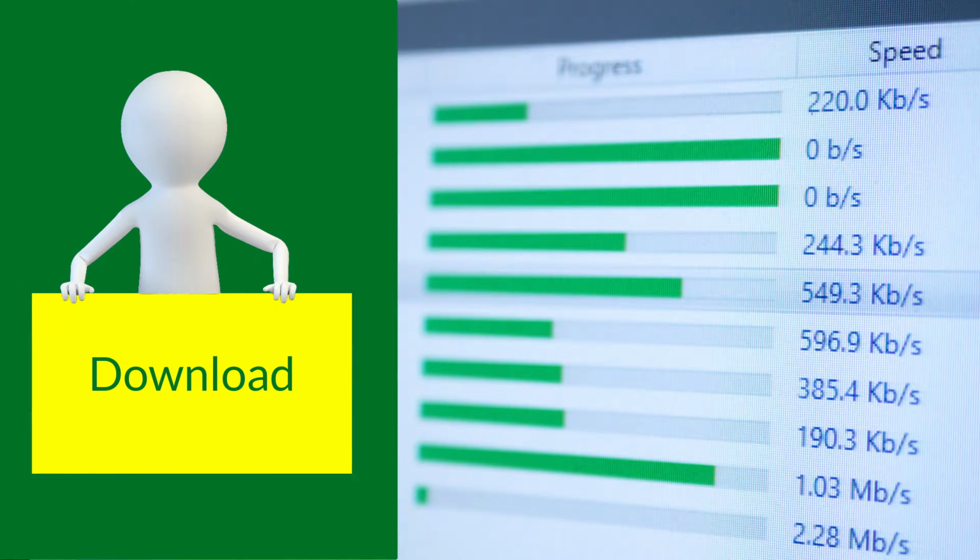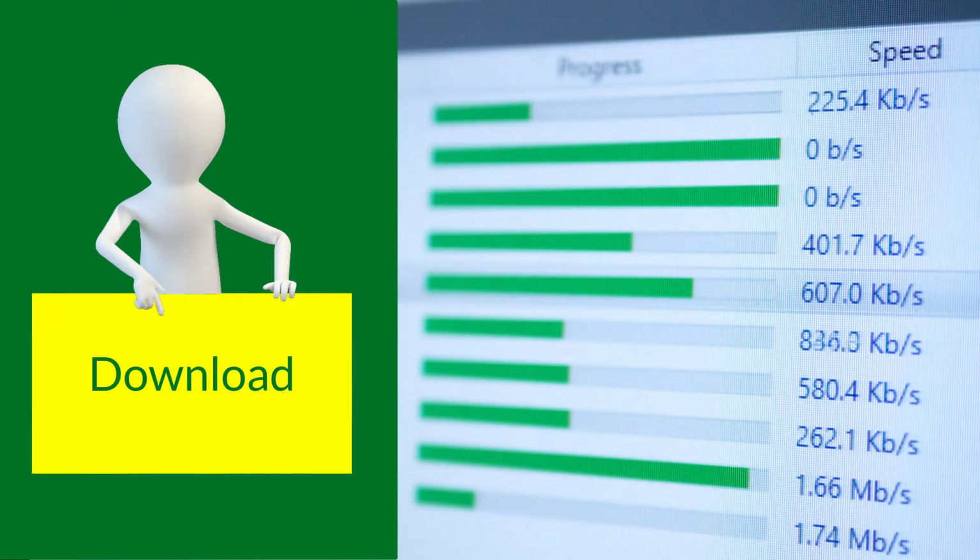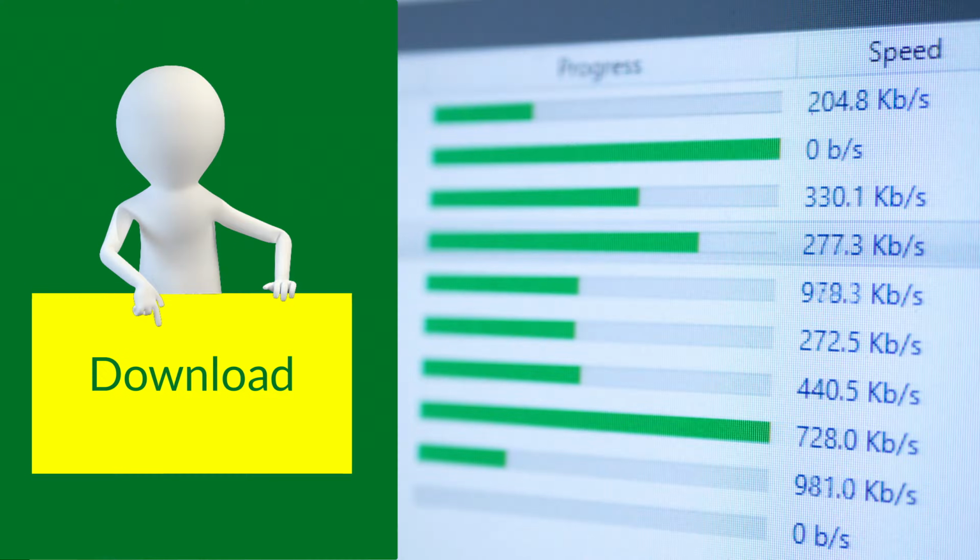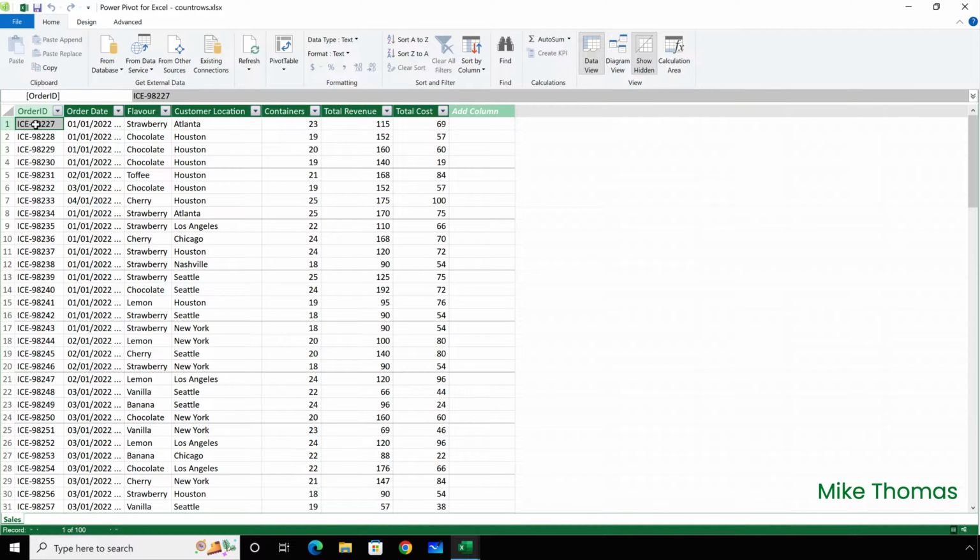If you want to follow along, you can download a copy of the demo file from the link in the description below. This file contains sales for the first week of January for Excellent Ice Cream. The data is stored in the data model rather than the worksheet, and I need to create some pivot tables.